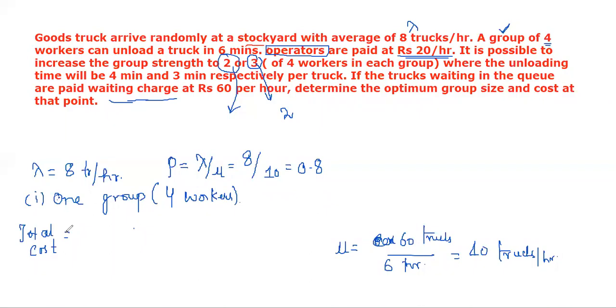The first cost will be the salary of the workers that the company will have to pay to the workers. Okay. So they are working for some time. They have to be paid. Their wages have to be paid for that time.